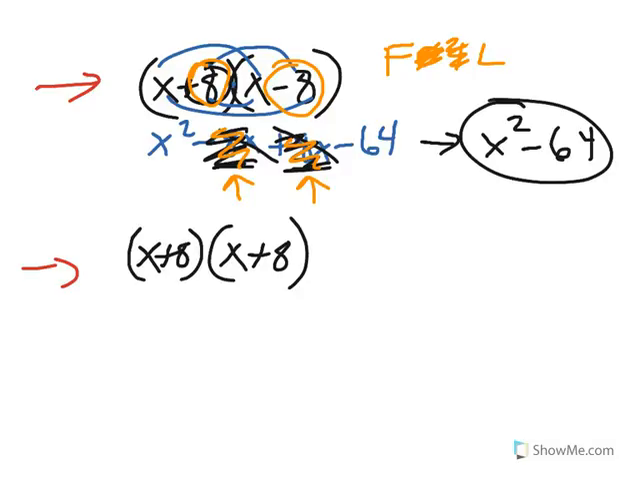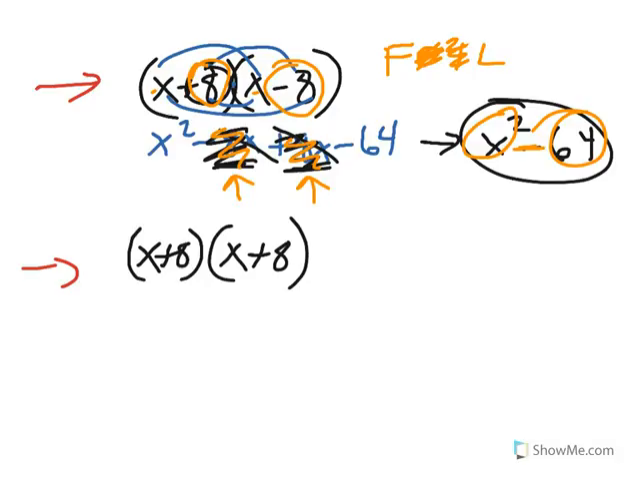Okay, and when we go back to factoring, we're going to call this a difference of two squares because notice x times itself, that's x squared, perfect square. 8 times itself is 64, another perfect square, and they're subtracted. So we're going to call this a difference of two squares.